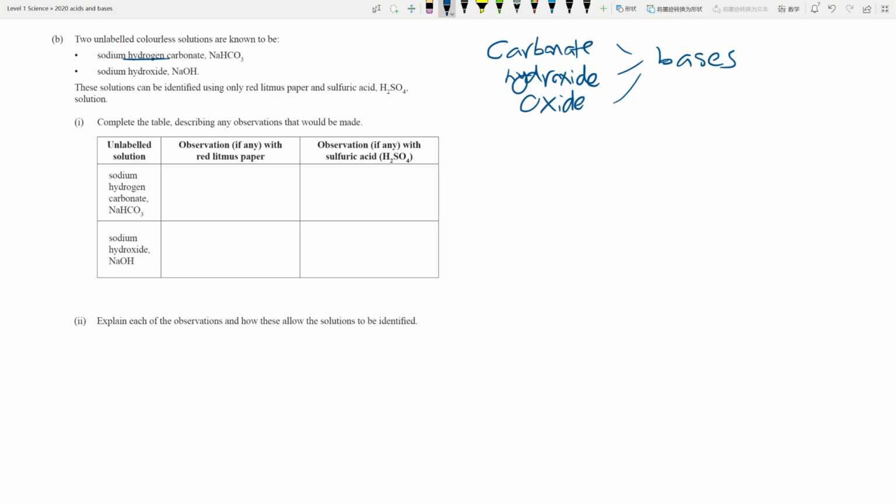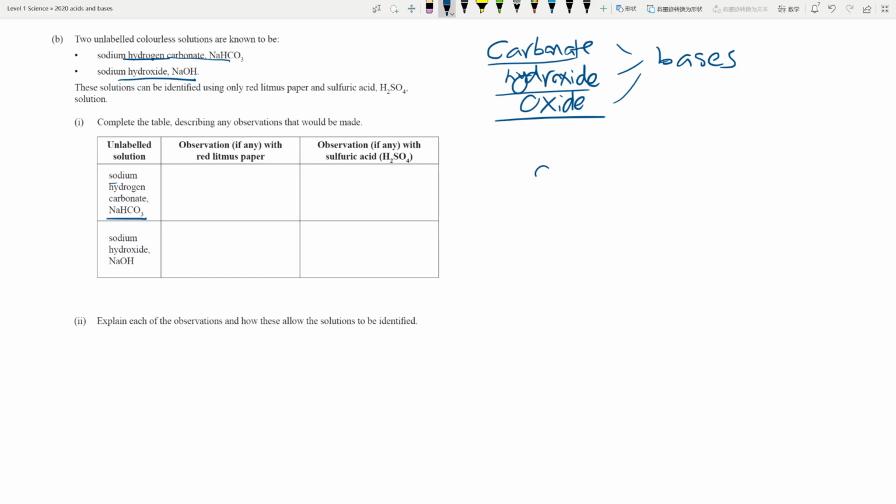For example, you've got sodium hydrogen carbonate. This is a tricky question because they give you sodium hydrogen carbonate and sodium hydroxide, and people always go, oh my god, I know sodium hydroxide, that must be a base. Then what's sodium hydrogen carbonate? Using psychology, that must be an acid, why would they give us 2 bases? In this case, it did give you 2 bases. So just remember any carbonate, hydroxide, oxide at NCEA Level 1 is a base.